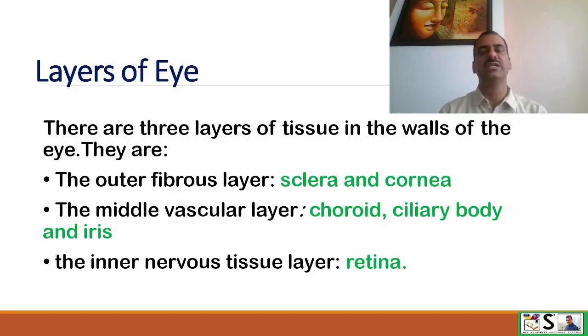There are three layers of tissue in the wall of the eye. These are the outer fibrous layer, which is known as sclera, and anteriorly it is cornea. The middle layer or vascular layer, that is choroid, ciliary body and iris, and innermost nervous tissue layer, that is retina. Now we will study them one by one.